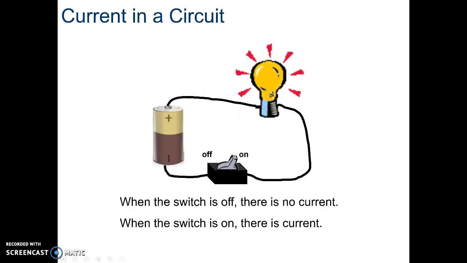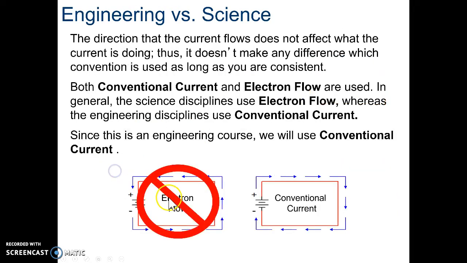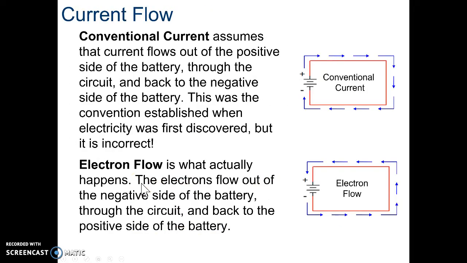We're going to take a quick look at the two different kinds of current flow. Conventional current assumes that the current flows out the positive side of the battery, through the circuit, and back into the negative side of the battery. This was the way it was thought when it was first established. It's the convention, and so this is often used even though it's known to be incorrect. The correct way, and the way most scientists use, is the electron flow model, which is what actually happens. The negative electrons go through the circuit and come back in the positive side.